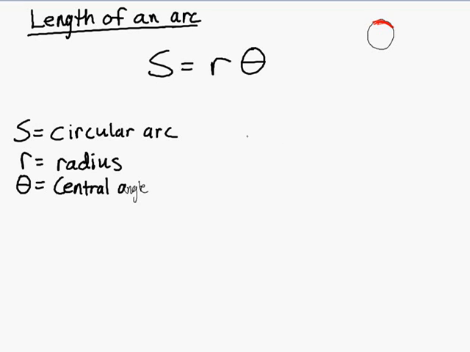I also want to say, and let's put this in red, that the angle needs to be in radians. So sometimes you'll have a degree measure. You need to change that to radians. So it needs to be in radians. Okay. I got to do better on this handwriting, people.